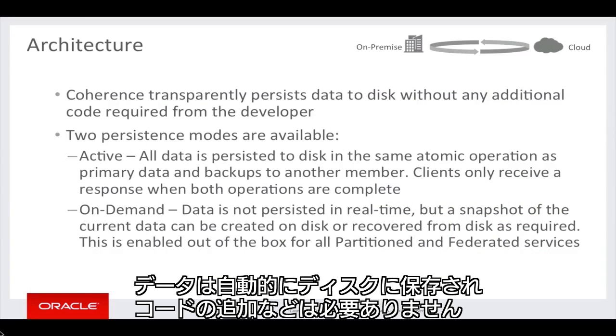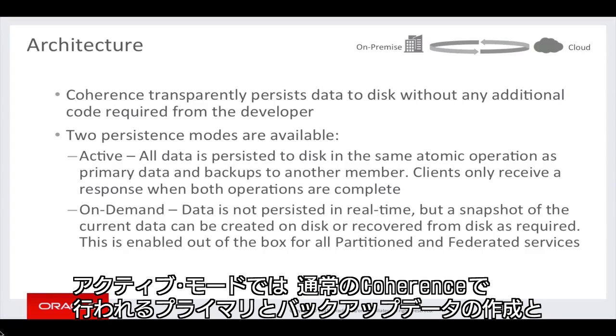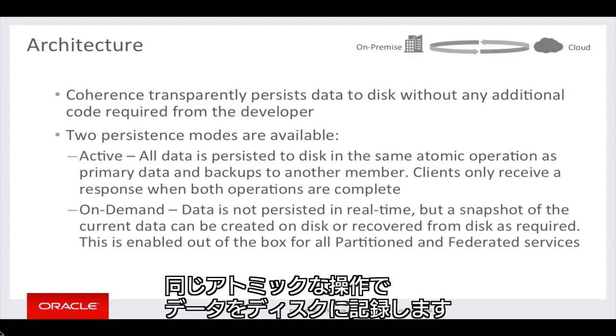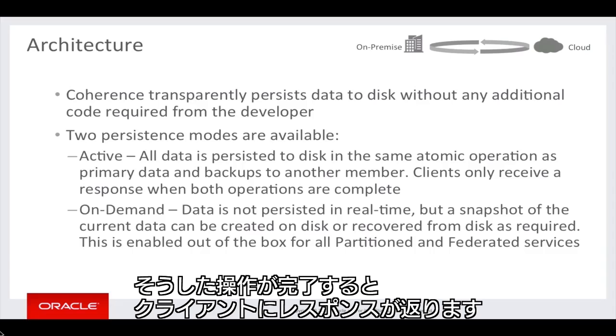Coherence transparently persists data to disk without any additional code required from the developer. There are two persistence modes available. Active persistence is where all data is persisted to disk in the same atomic operation as primary data and backups to another member. The clients only receive a response when both operations are complete.